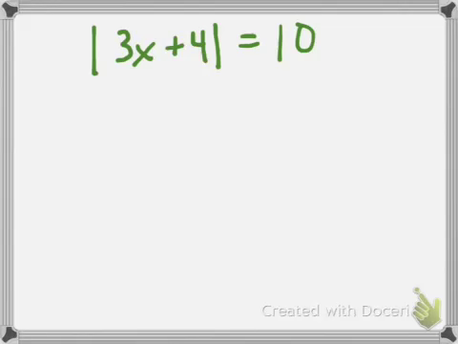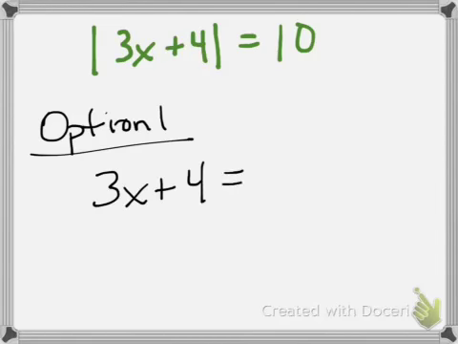Now this gives us two options. It could be that 3x plus 4 is equal to 10, or it could be that 3x plus 4 is equal to negative 10. Because of course absolute value means the distance away from 0. So it could be 10 to the right or 10 to the left of 0. Let's look at those two options.